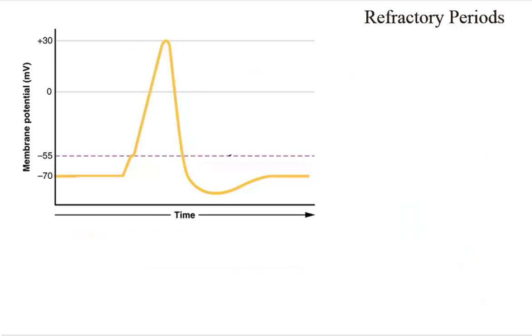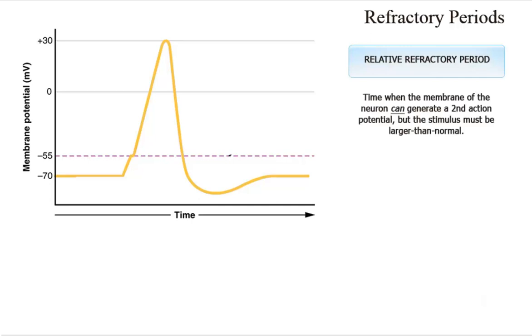Now let's look at the relative refractory period. This is the period after an action potential when the membrane of the neuron can only generate a second action potential if the stimulus is larger than a normal stimulus. So I'm going to highlight this region on the graph, and then I'll explain why this is. First, notice that the region of the relative refractory period occurs while the membrane is hyperpolarized. That is, the membrane potential is more negative than resting.